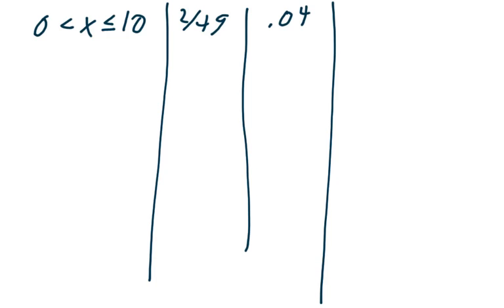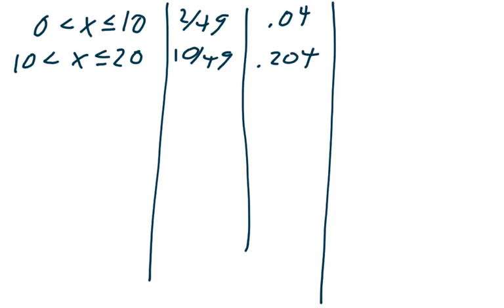I'm going to use this again when we get to the other one. Now we go from 10 up through 20. When I check, I count 1, 2, 3, 4, 5, 6, 7, 8, 9, 10. 10 out of 49. All right, and 10 out of 49 is 0.204. If I'm rounding to the nearest thousandth, the first one was 0.041.